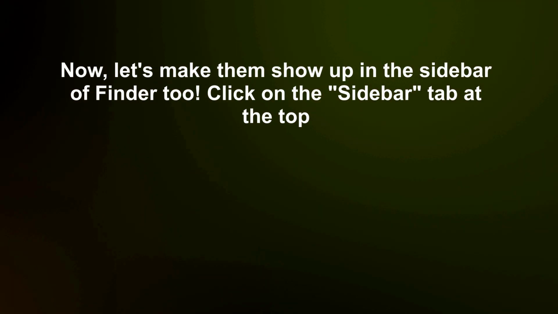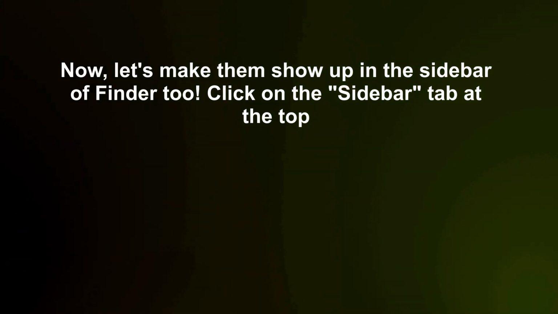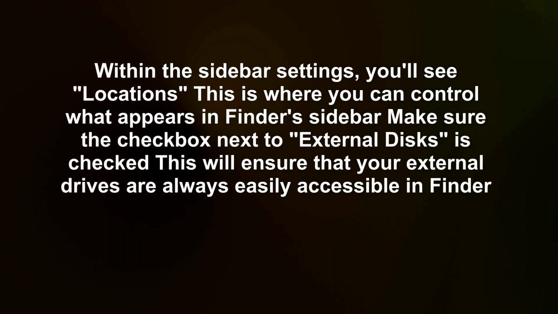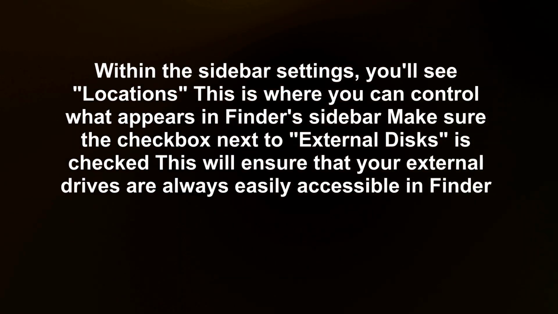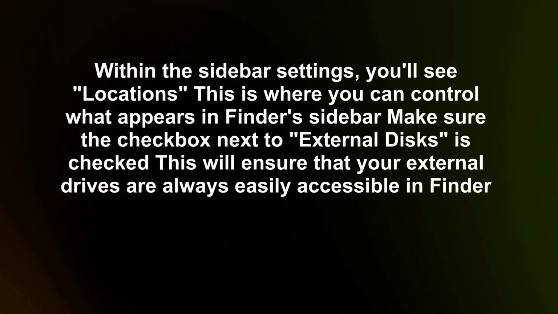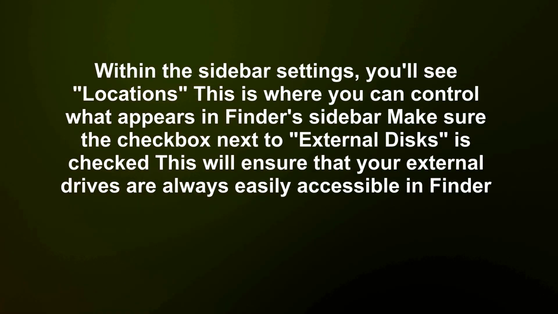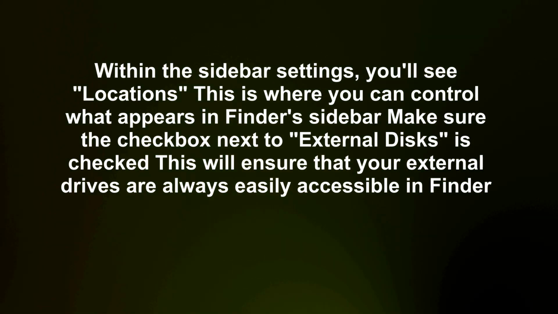Now, let's make them show up in the sidebar of Finder too. Click on the Sidebar tab at the top. Within the Sidebar settings, you'll see Locations. This is where you can control what appears in Finder's sidebar. Make sure the checkbox next to External Disks is checked. This will ensure that your external drives are always easily accessible in Finder.